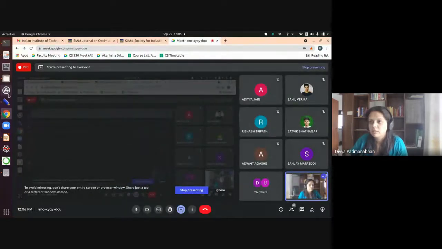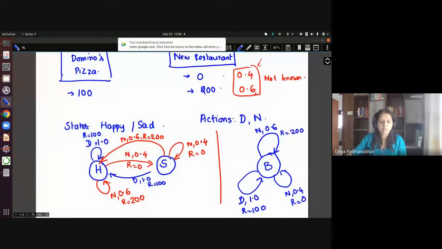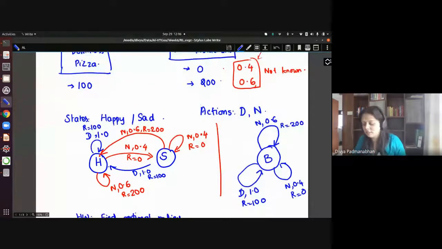Okay. So, let's get back to where we were. What we've been doing is Markov decision processes essentially. We started off with that.